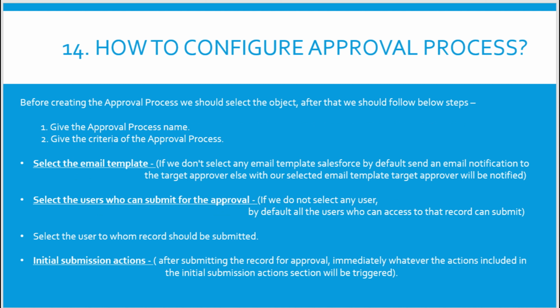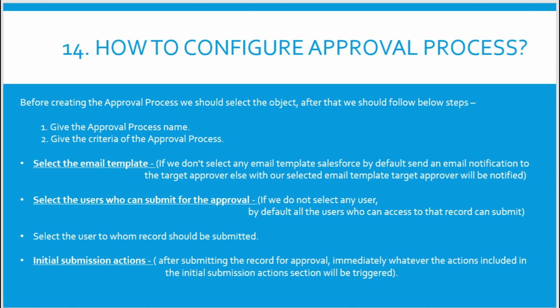14. How to configure an approval process. Before creating the approval process, we should select the object. After that, we should follow the below steps. 1. Give the approval process name. 2. Give the criteria of the approval process. 3. Select the email template. If we don't select any email template, Salesforce by default will send an email notification to the target approver, else with our selected email template the target approver will be notified.